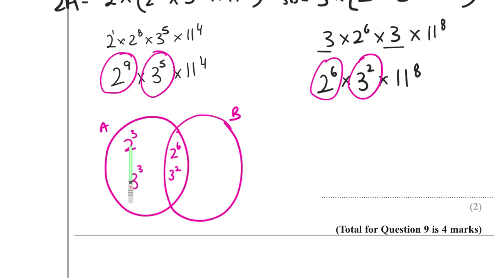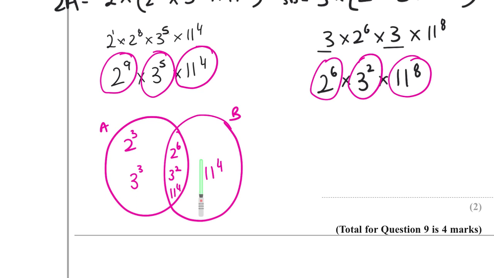And we know this is right, because 2 to the power of 3 times 2 to the power of 6. Is that 2 to the power of 9? Yes. 3 cubed times 3 squared. Is that 3 to the power of 5? Yes. Okay, now we have 11 to the power of 4 and 11 to the power of 8. What is the highest common factor? 11 to the power of 4, and then B is left with 11 to the power of 4, right?